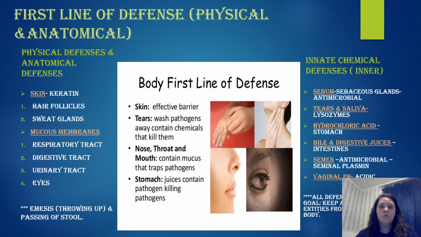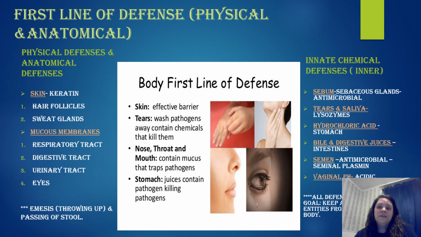Urinary tract, of course, is going to flush out pathogens when you urinate. The eyes, the lacrimal area creates tears. When you cry, microbes and pathogens will come out through your tears as well. Another way that pathogens and microbes can leave the body is through emesis, which is basically throwing up or vomiting, it's just a fancy word for that, or passing stool.